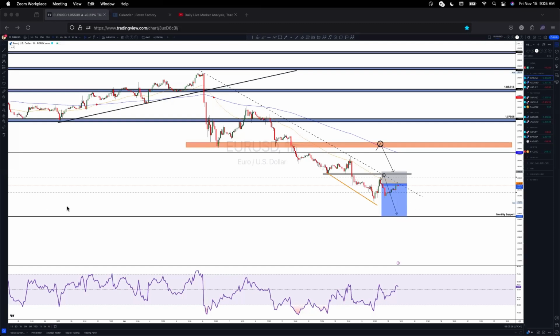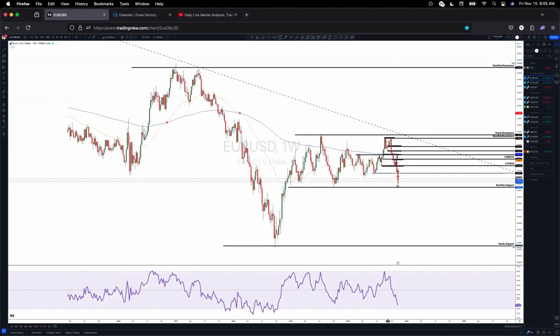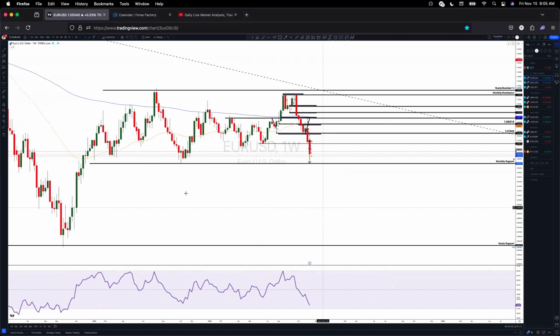But mind you, the reason why I'm being very cautious on this one is, number one, let's take it to the weekly chart. You will see that EURUSD is at the very bottom of support. It's at the very bottom of support. And this is exactly the same thing we did with EURGBP. Don't forget.